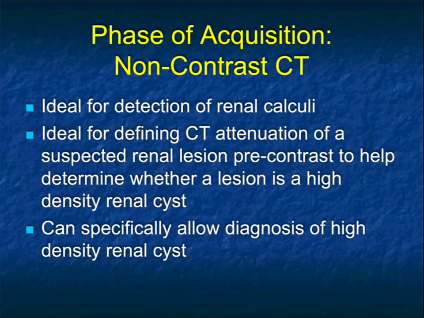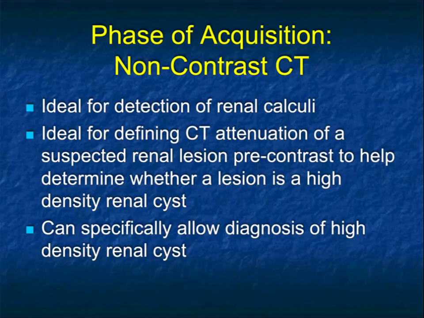Now, protocol phases. If everything was equal, if there weren't radiation issues, everybody might get 4 phases. But obviously we need to minimize the phases, yet we need to have enough phases to make the right diagnosis. Therefore, you have to understand what each phase can provide and then base your protocols on what you're looking for. Non-contrast scans are great if you're looking for renal calculi. No doubt they're good. They're also good if you have a renal lesion to determine what its pre-contrast value is.